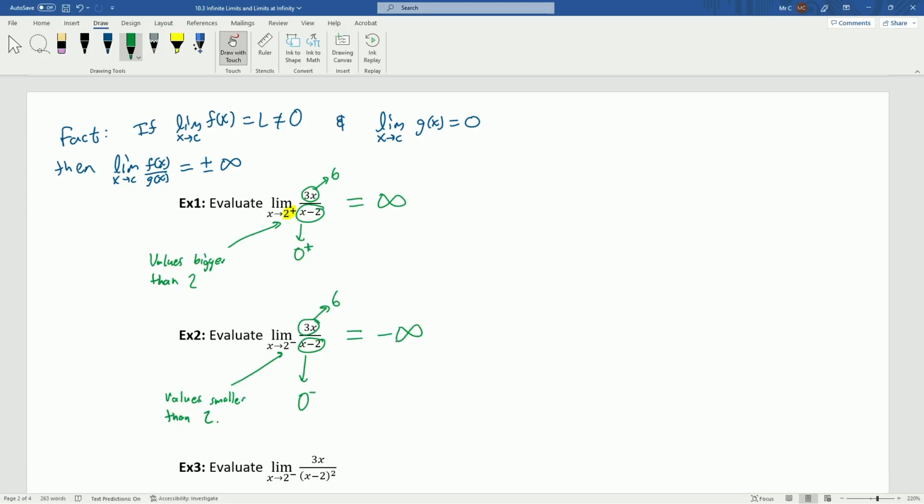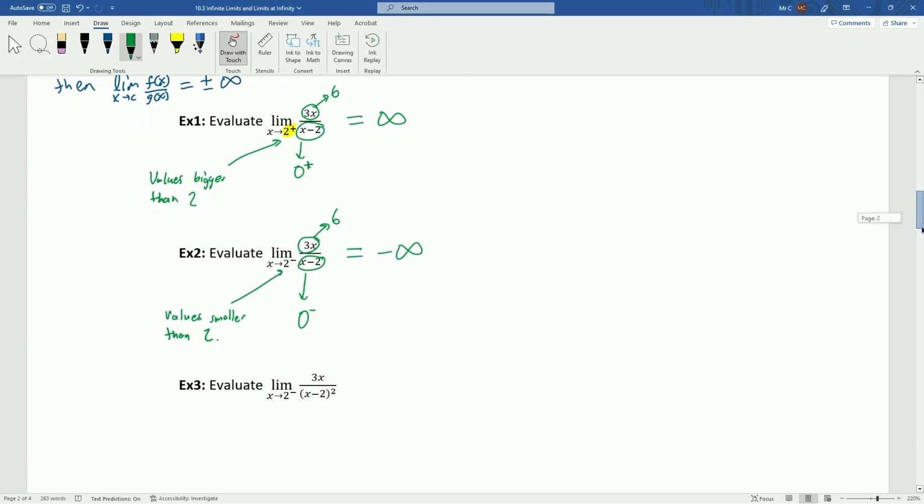Right? All we're doing is checking that our numerator gives us something that isn't 0. We check that our denominator gives us 0. And then we ask, what are the factors? What are the signs? And we know a positive divided by a positive is positive. Positive divided by a negative is negative, right?